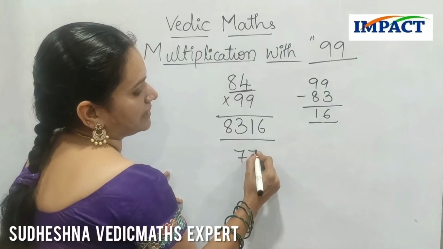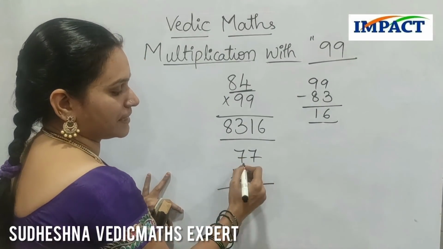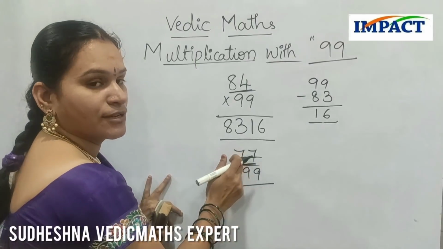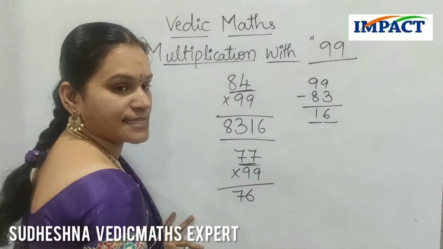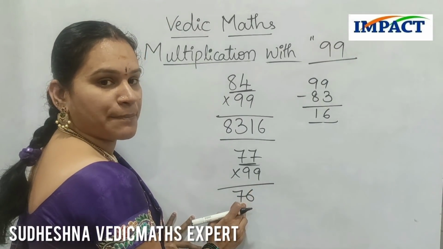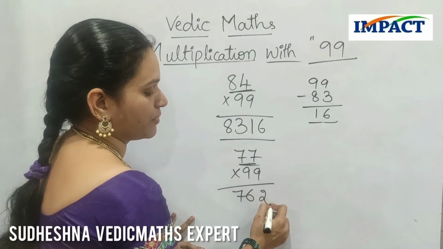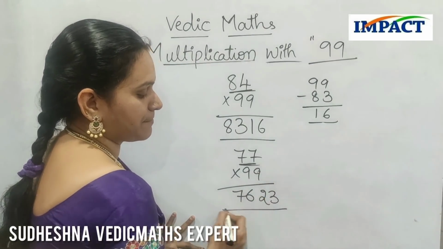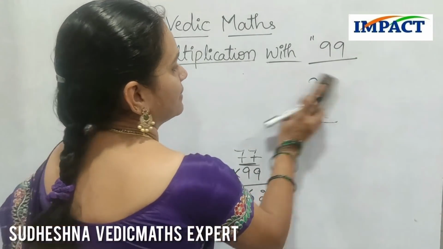Is it clear? Yes. 77 into 99. What is the number here? Question number 77. What is the before number for 77? That is 76. And now we need to subtract this 76 from 99. Yes. 9 minus 7 is 2. 9 minus 6 is 3. Is it clear? Yes. Shall I do one more with 99?